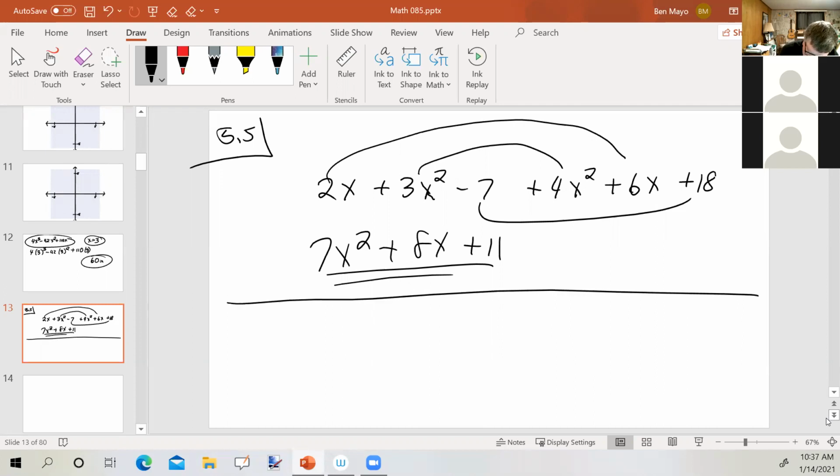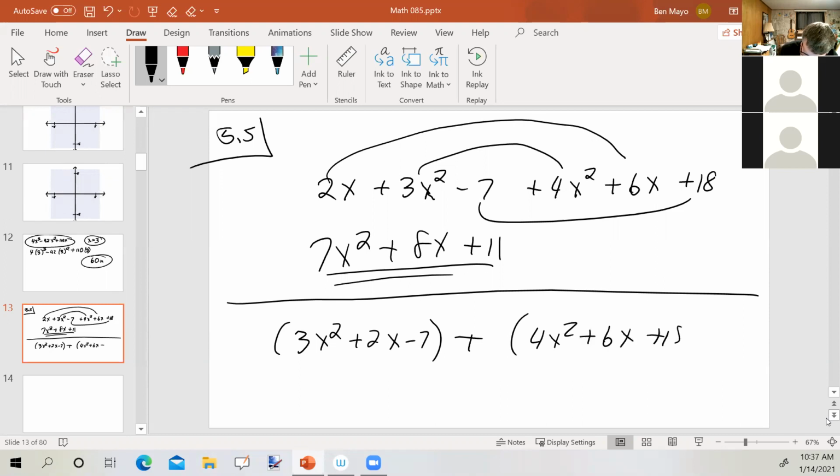We'd have the polynomial 3x squared plus 2x minus 7 plus the polynomial 4x squared plus 6x plus 18, okay? So instead of them just being single terms, we've got groups of terms. We've got 2 trinomials that we're adding. So here are the rules.